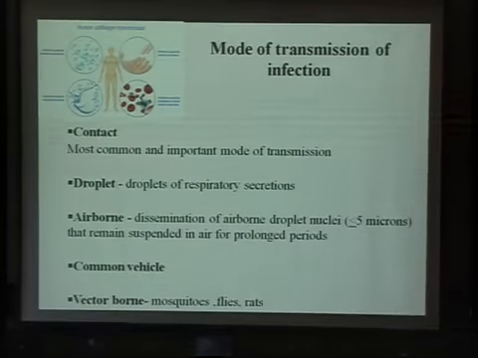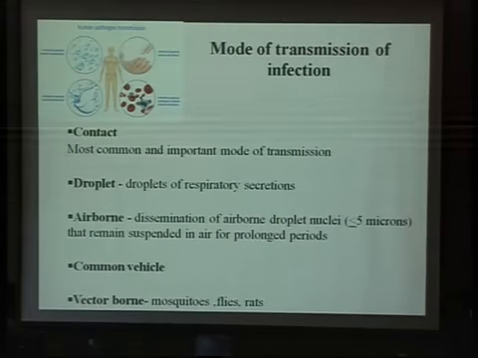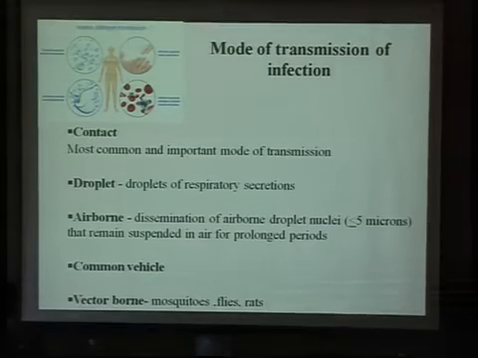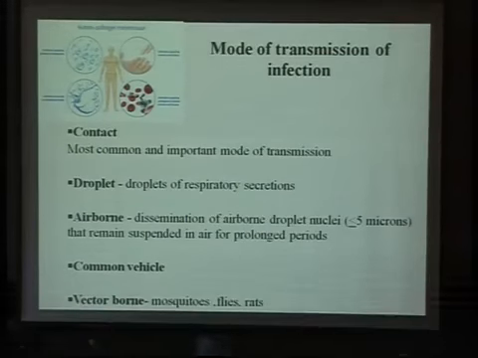If the particle of the pathogen is less than 5 micron, it can float and spread in the environment for a longer time than the droplet. The droplet is a heavy particle and settles in the environment after a time. But airborne can disperse all around for a longer time. So a patient with airborne infection requires isolation in a special room, a special precaution.